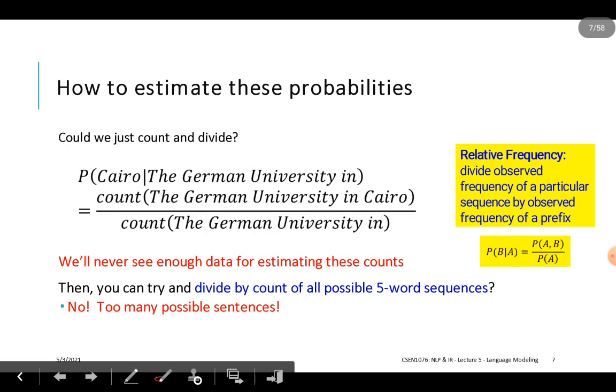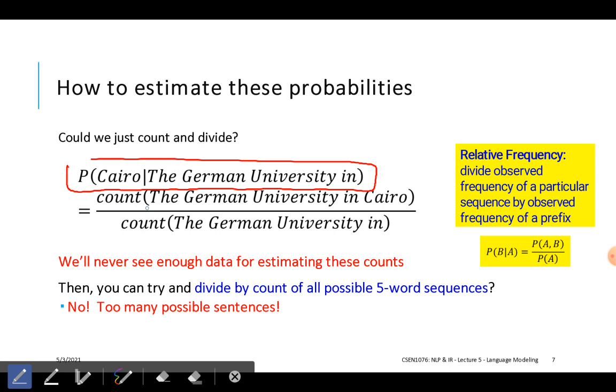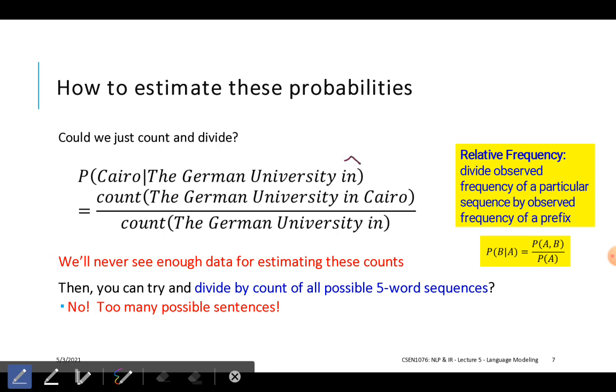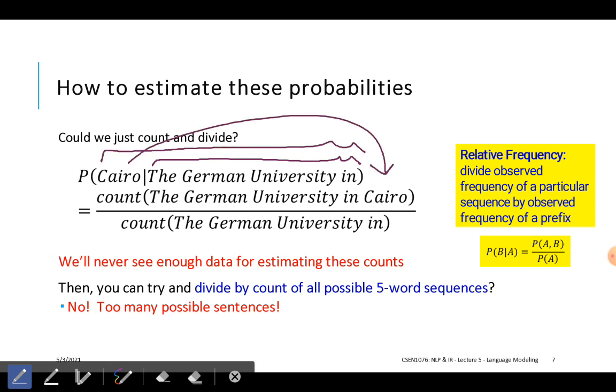How can we do these computations then? We need to provide estimates of these probabilities. So basically what you have to do, in order to compute this conditional probability, is count the number of times in which the entire sentence appears and divide it by the number of times in which the precedent appears. This is the precedent. Okay, let's clear this and let's use another color here. So this is the precedent. And this is the entire sentence in which Cairo appears immediately after the precedent.